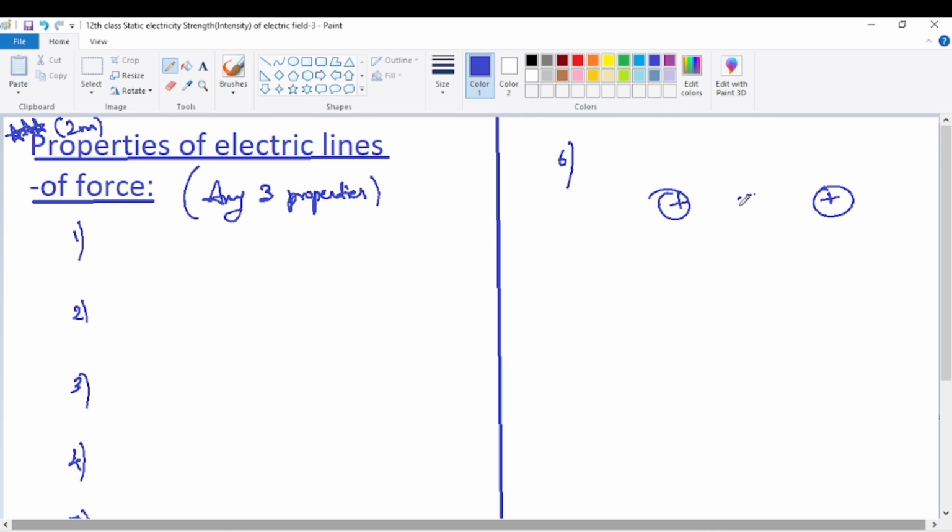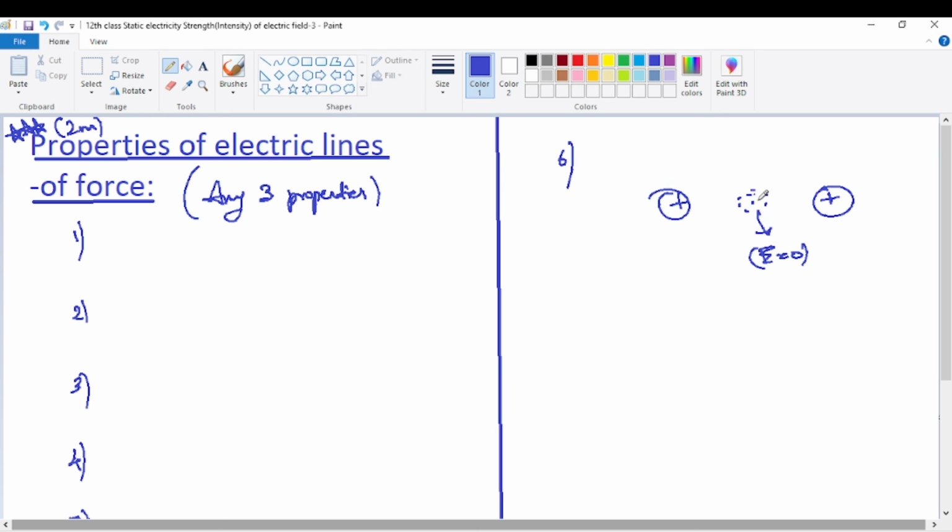So a small region exists here where the field will be simply 0. Such a region is called a neutral region or a neutral point. Exactly at a single point this will be possible, between a pair of like charges or a pair of positive charges. Exactly at a single point the field is zero. But beyond this point, at all the other points, the field will exist.